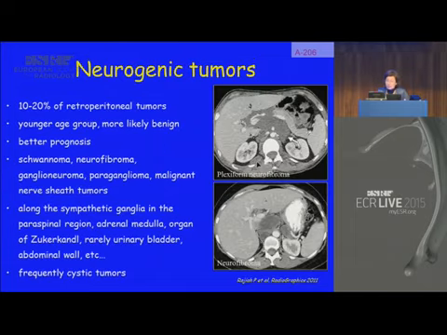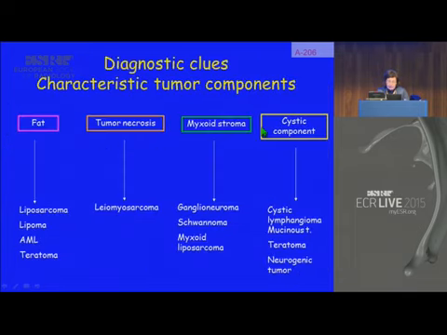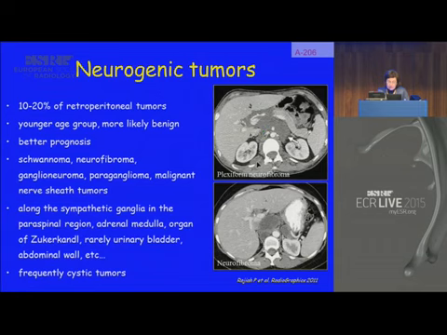Let's focus on neurogenic tumors. They represent 10 to 20% of retroperitoneal tumors. They usually affect a younger age group and have a better prognosis. They include a variety of histologic types, and most of them develop along the sympathetic ganglia, but also the adrenal medulla, the organ of Zuckerkandl, and rarely the urinary bladder. And these are examples of multiple neurofibromas in a patient with neurofibromatosis, and you can see these lesions with a cystic component.